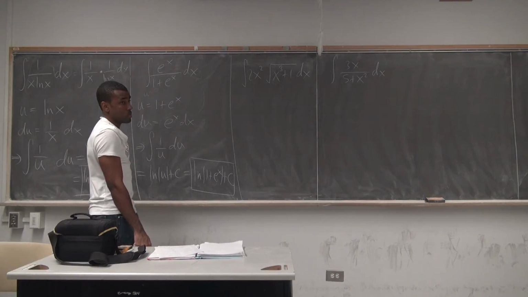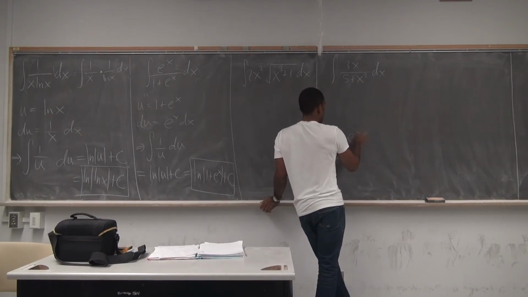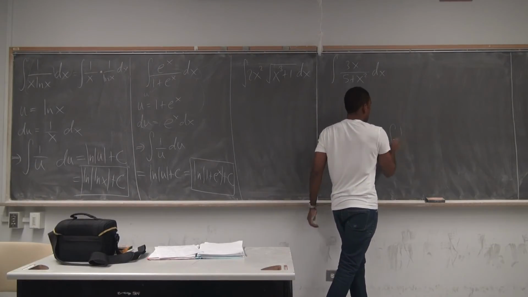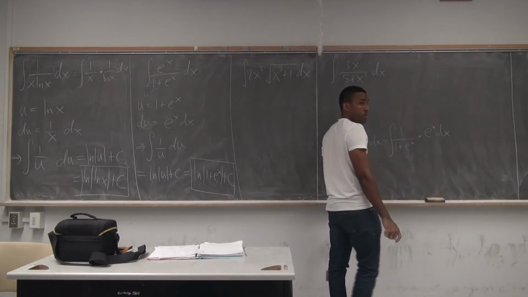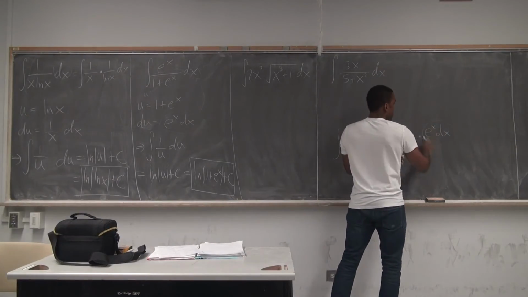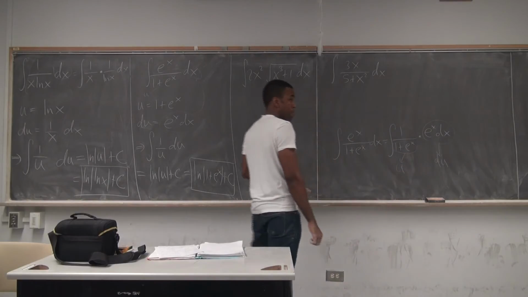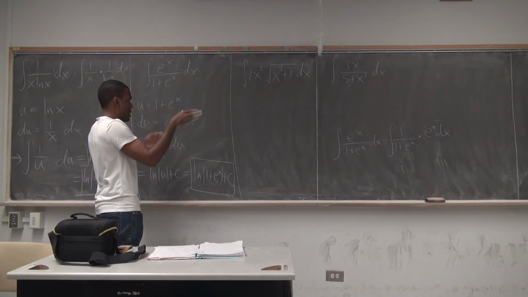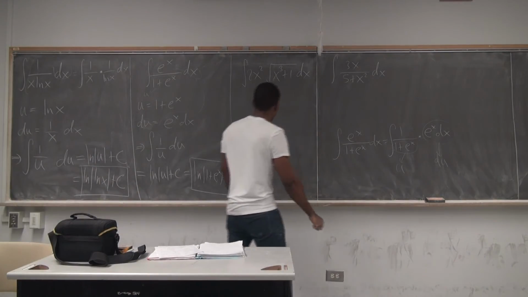How do you find that part? 1 over u. Because if I have e to the x over 1 plus e to the x dx, this is the same as 1 over 1 plus e to the x times e to the x dx. That's my 1 over u, and that's my du. It's just an algebraic thing. You just know that in fractions you can slide the top off and keep it separate.